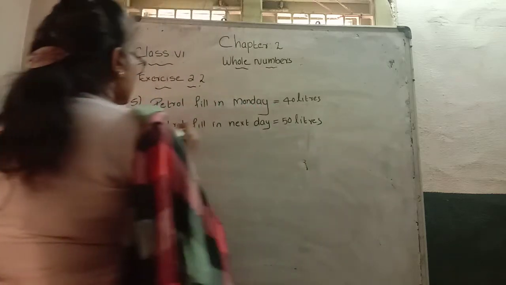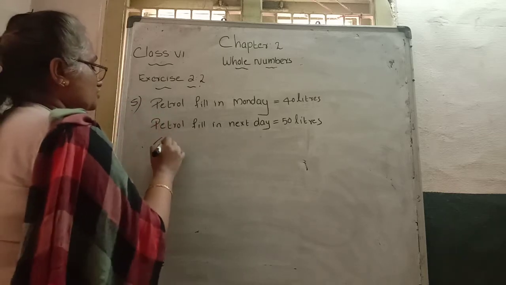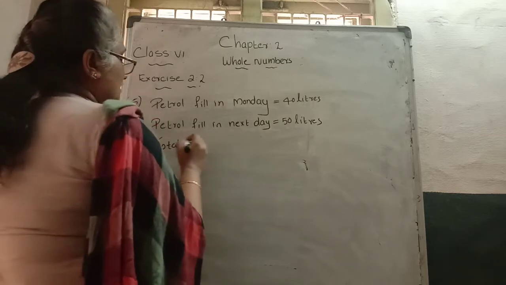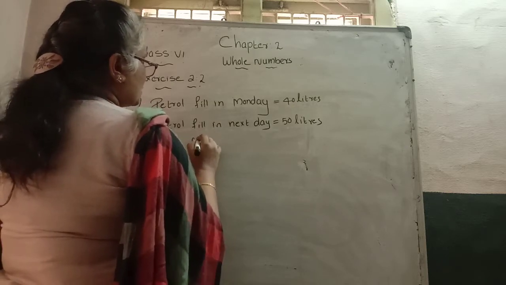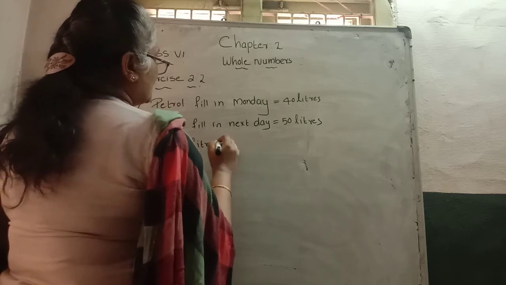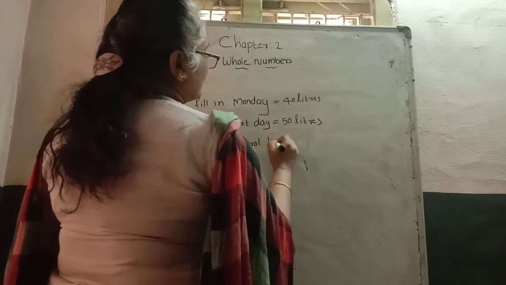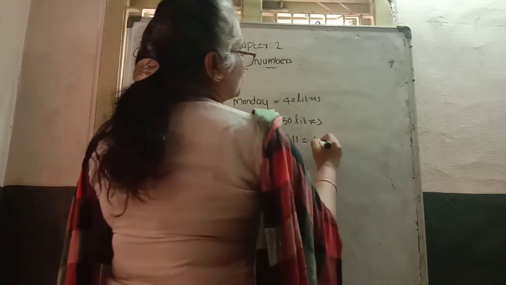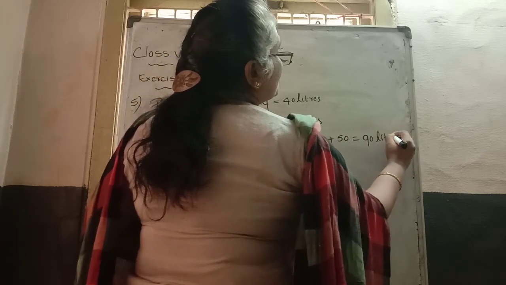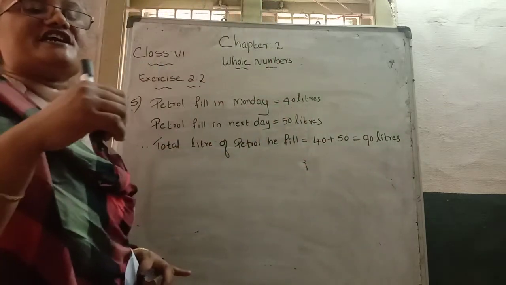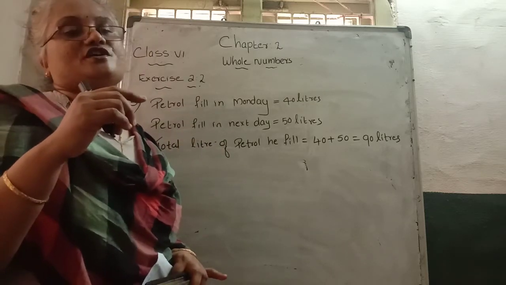Then what do they ask? We want to find the total how much liters he fills. So total liters of petrol he fills is equal to, what we want to do? 40 plus 50, adding to how much liters of petrol? 90. In both these 2 days, how much liters of petrol he fills? 90 liters of petrol he fills there.